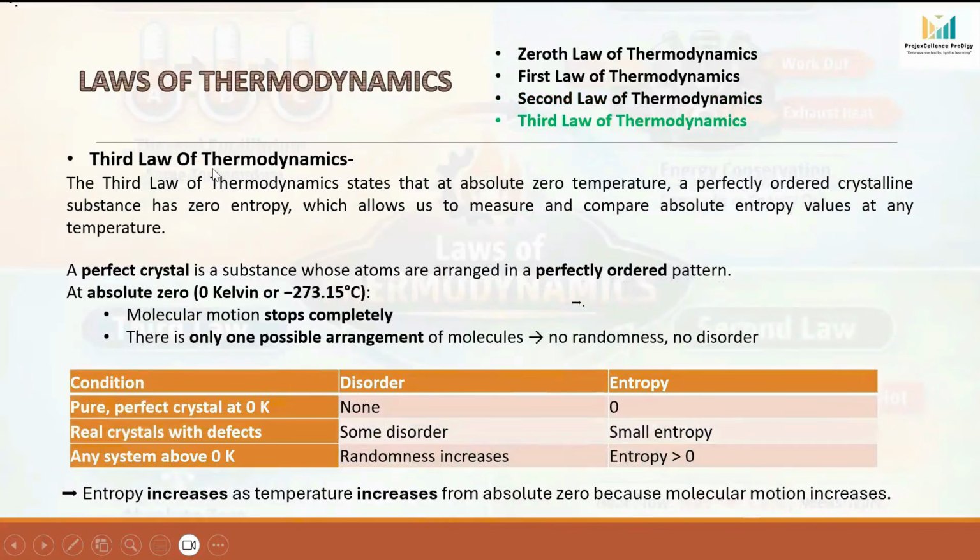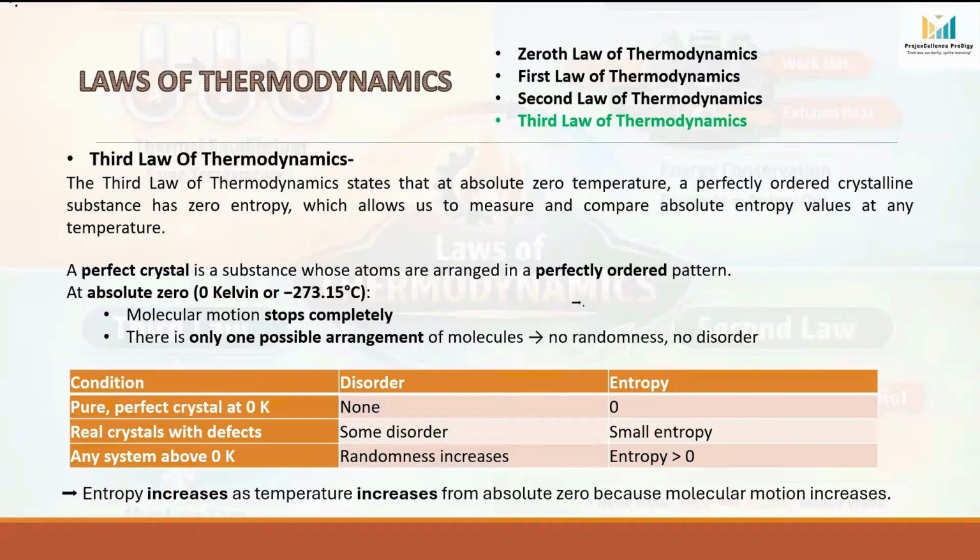Now let's understand the third law of thermodynamics. It states that at absolute zero temperature, the entropy of a perfectly ordered crystal becomes zero. Before understanding this law, we need to know what entropy actually means. Entropy is simply a measure of disorder or randomness in a system. In simple words, entropy tells us how organized or disorganized a system is.